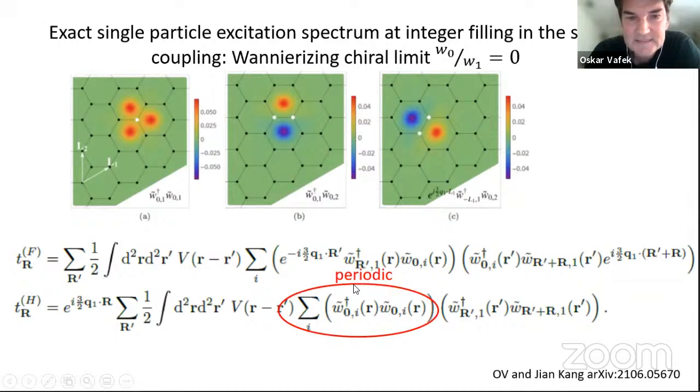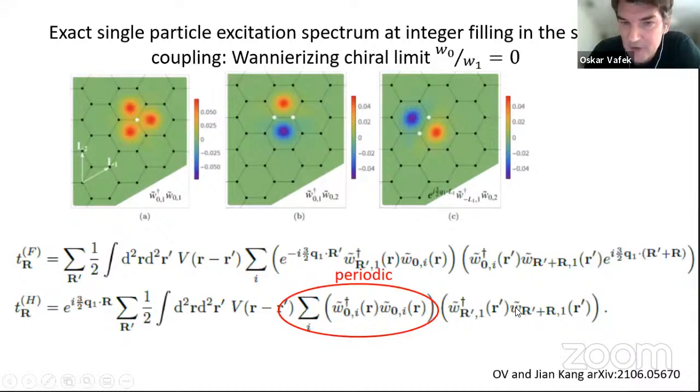this is a mistake. The oval should be on the right. The sum over R, R prime here guarantees that this term on the right, so sorry about this, this oval should be circling the second parenthesis, not the first parenthesis. This term here is periodic because of the sum over R prime.